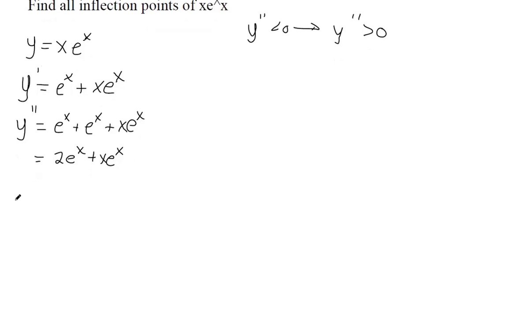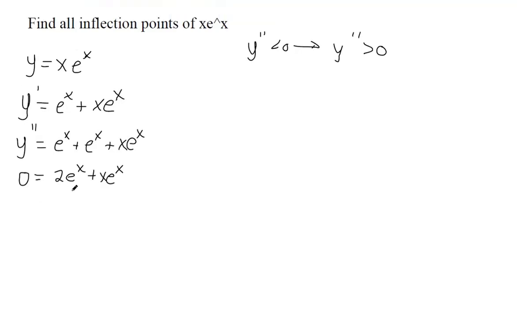We want to set the second derivative equal to 0 and find any place where the second derivative fails to exist or where the second derivative equals 0. And those are all the potential switching points for concavity. Okay, let's see, though. You can factor out an e to the x, and we should always factor if we can.